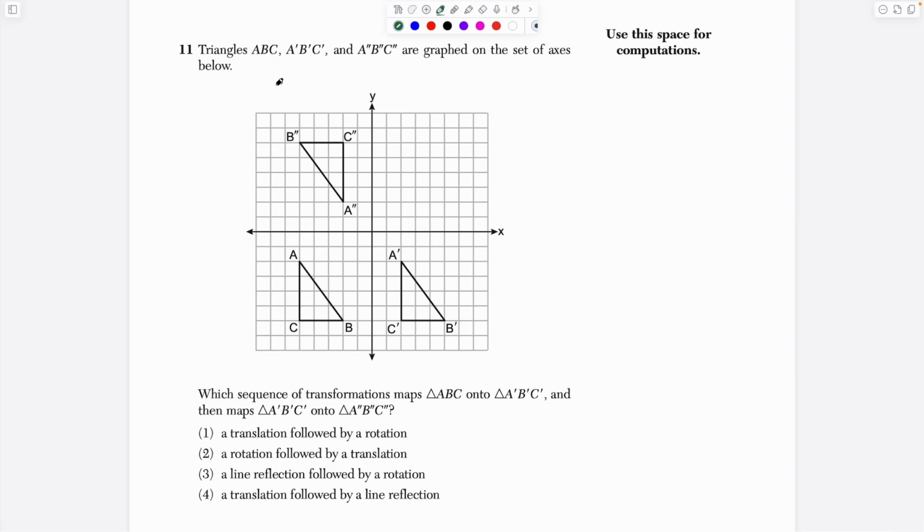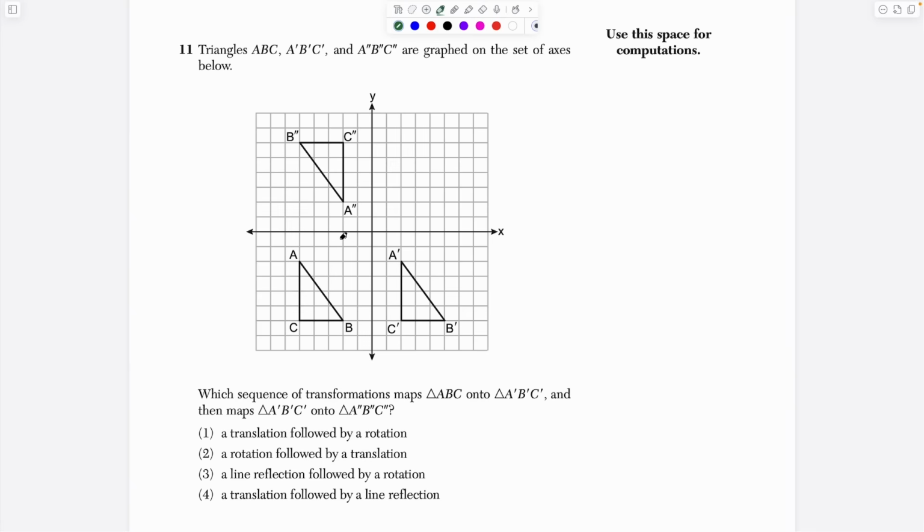Question 11. Triangles ABC, A prime B prime C prime, and A double prime B double prime C double prime are graphed on the set of axes below. Which sequence of transformations maps triangle ABC onto triangle A prime B prime C prime, and then maps triangle A prime B prime C prime onto triangle A double prime B double prime C double prime?